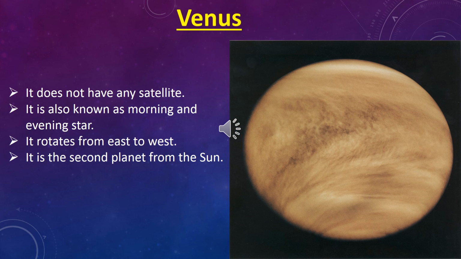Our next planet is Venus. It does not have any satellite, like Mercury. It is also known as the morning and evening star. It rotates from east to west. It is the second planet from the Sun. Why? Because Mercury is the first planet from the Sun and Venus is the second planet from the Sun.